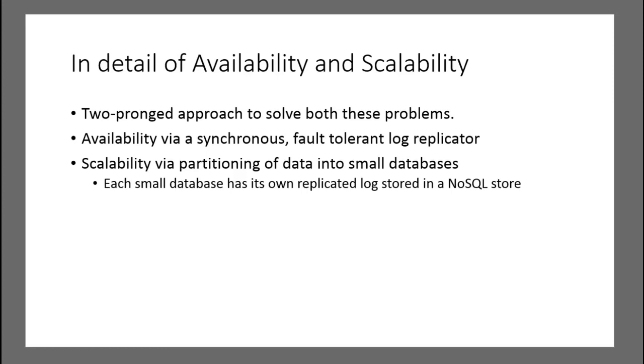Well, availability is given to Megastore by the use of a synchronous, fault-tolerant log replicator. That is, because it's synchronous, all other systems that are in communication with this will receive the same data at the same time. It's fault tolerant so that even if a system fails or a packet is lost, it's still able to recover from that.